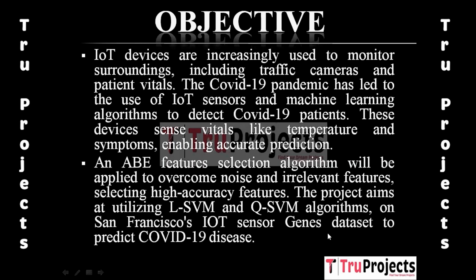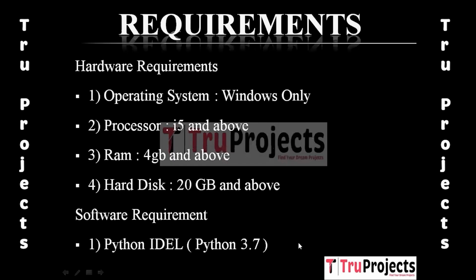Objective of the project. Internet of Things devices monitor the environment and search for patients during the COVID-19 pandemic. The San Francisco Internet of Things sensor genes data is used to apply the ABE feature selection algorithm to eliminate noise and unimportant features. The project compares LSVM, QSVM and the traditional naive-Bayes algorithm to determine the best model for COVID-19 disease prediction. To execute this project, these are the requirements needed.